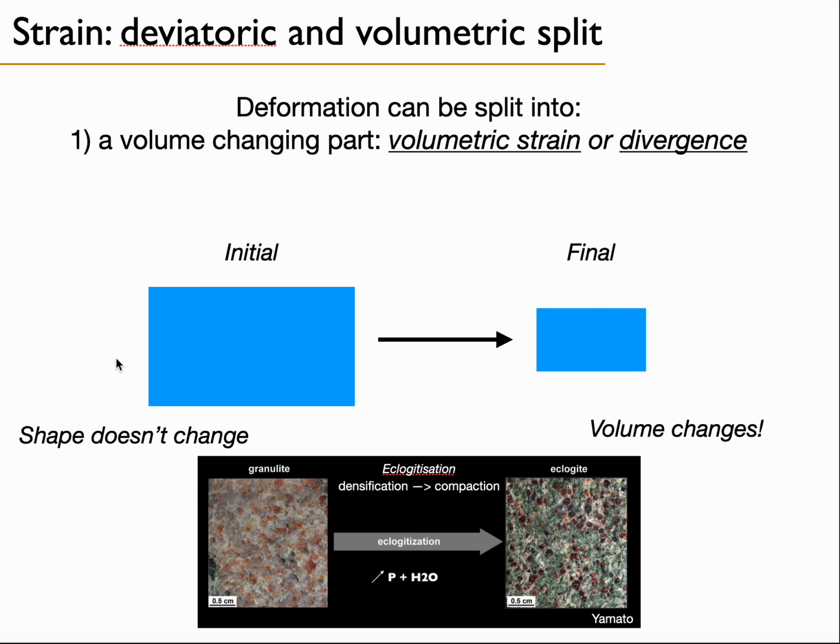This can happen, for example, when there is a reaction or a transformation of the rock. So for example, an eclogitization, which is a densification reaction. This triggers compaction. The rock is changing volume. It does not imply a change of shape.